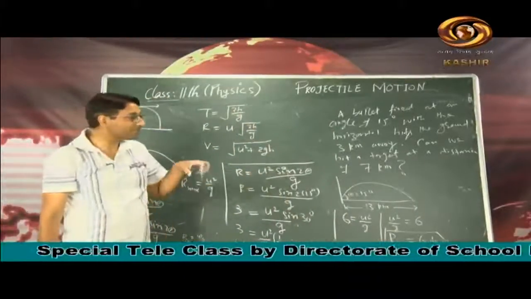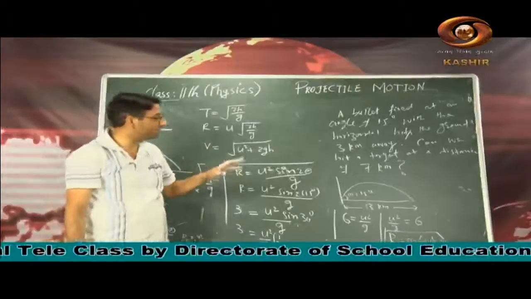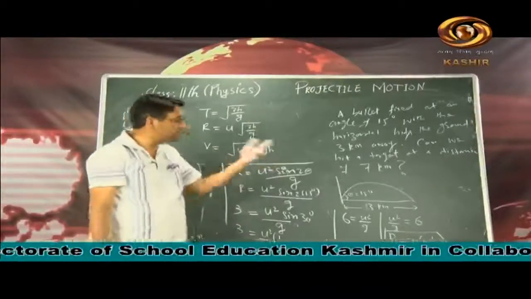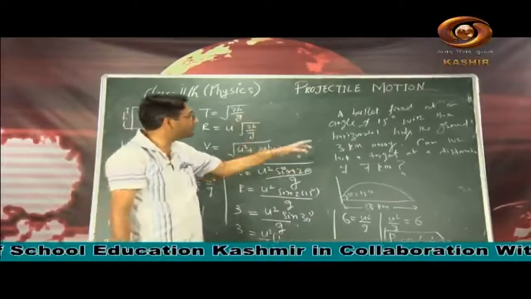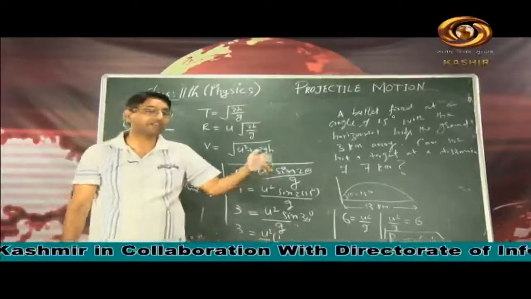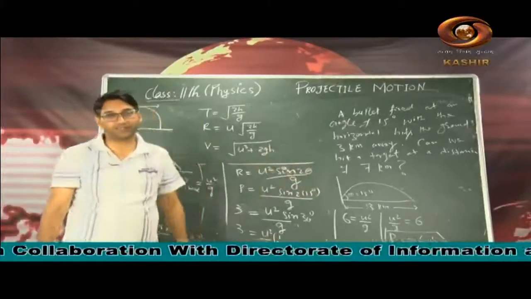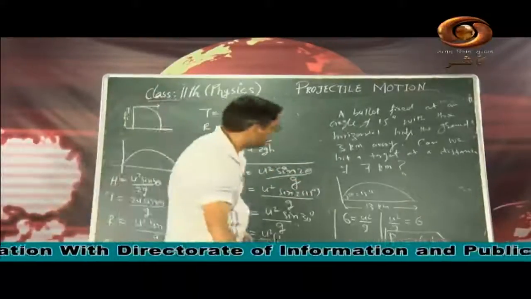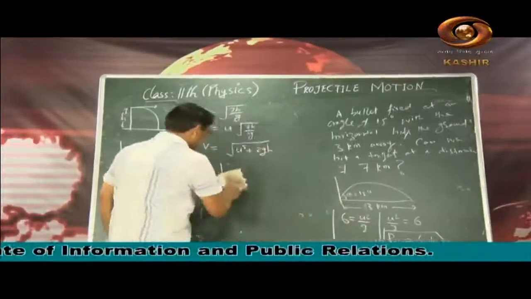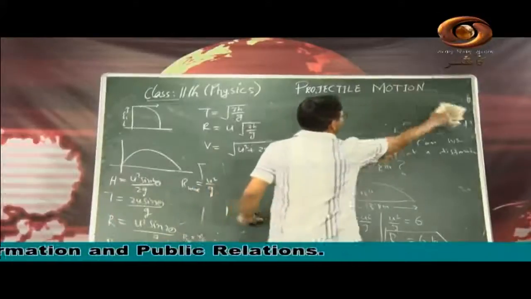At 45 degrees the range will be 6 kilometers maximum. We cannot hit beyond 6 kilometers. The numerical is: can we hit a target at a distance of 7 kilometers? No, we cannot hit, because the maximum range we can achieve is 6 kilometers only. Okay dear students, let us try to attempt another numerical as well.